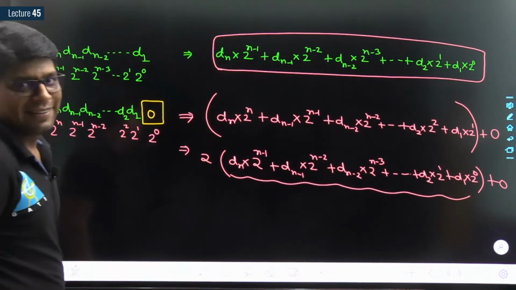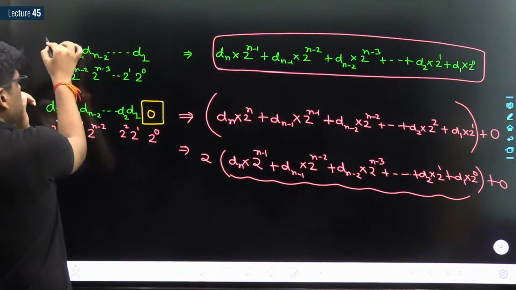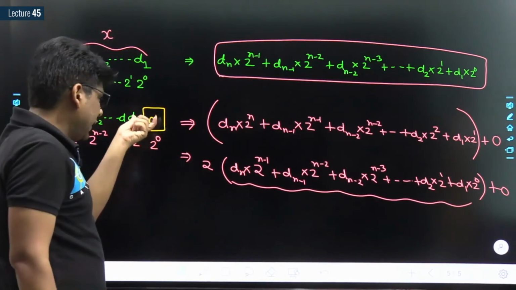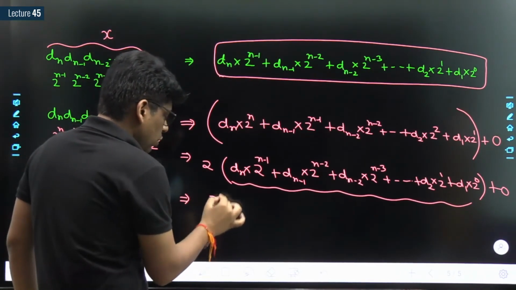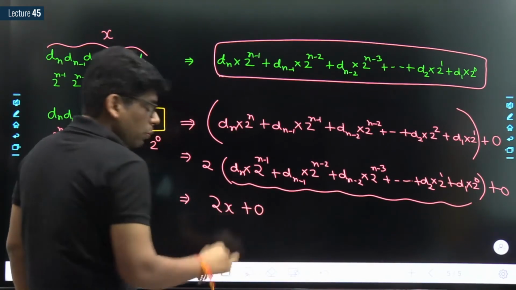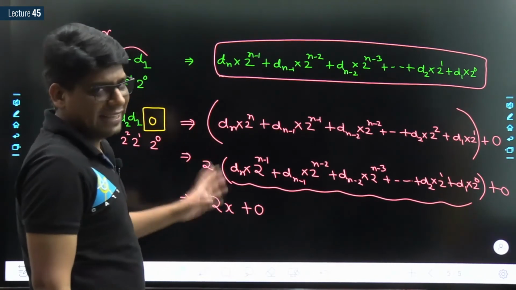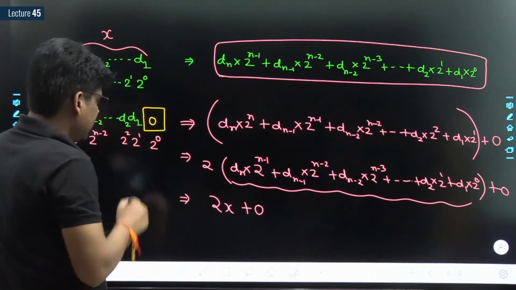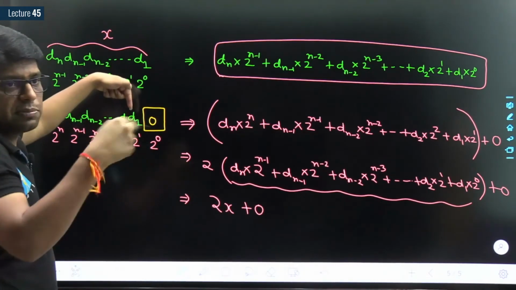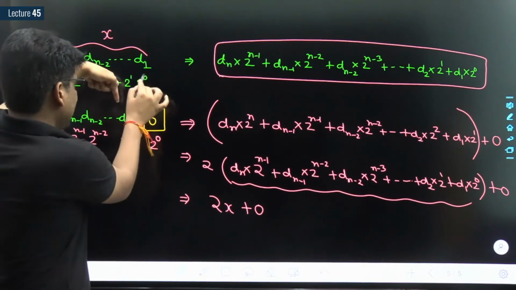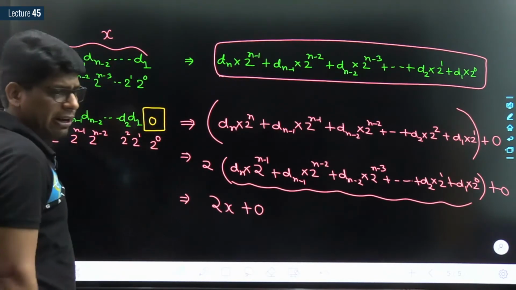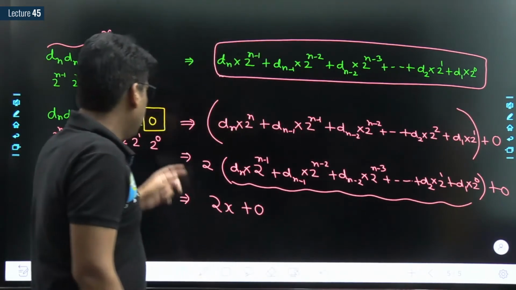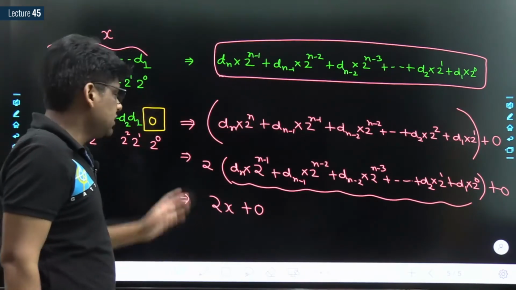So, previously, let us suppose the value of my binary number is x. Now, after appending a 0, what is the value now? 2 into x plus 0. Why is it so? Because whenever you append a bit here, the place value is increased by a factor of 2. Previously, d1 was at 2 to the power 0. Now, d1 is at 2 to the power 1. Every bit contribution becomes double. That's why the overall value becomes double plus the bit appended. If it is 0, that means the value is 0.